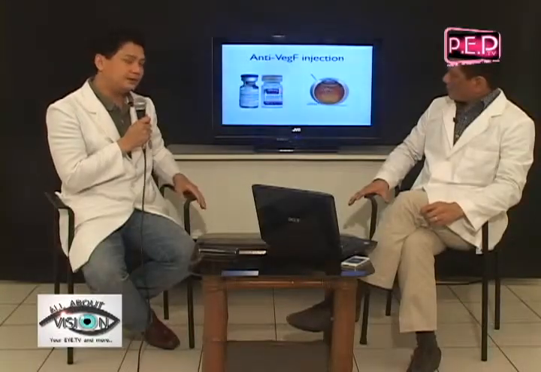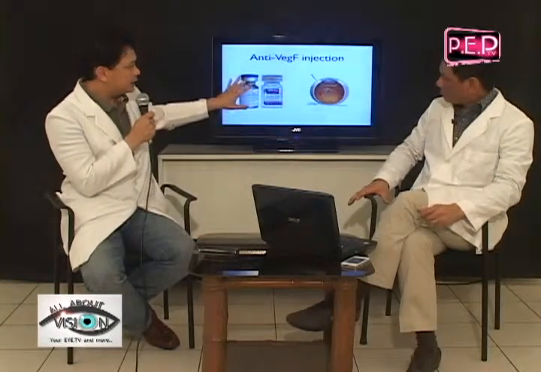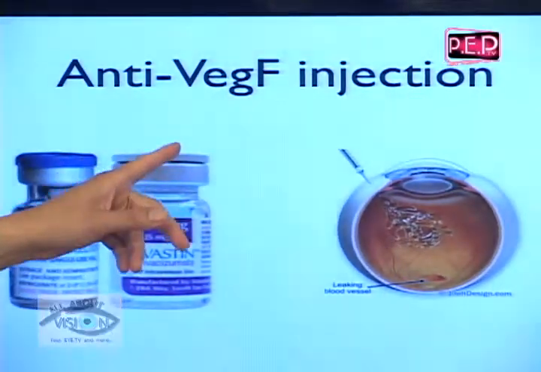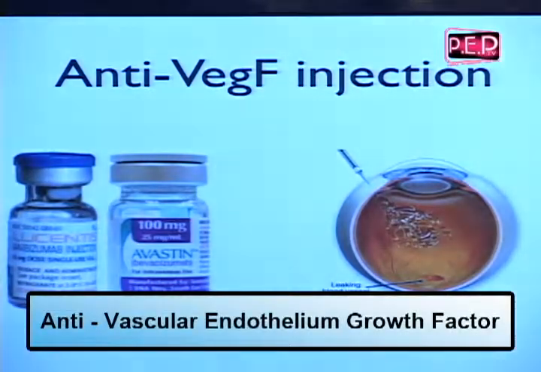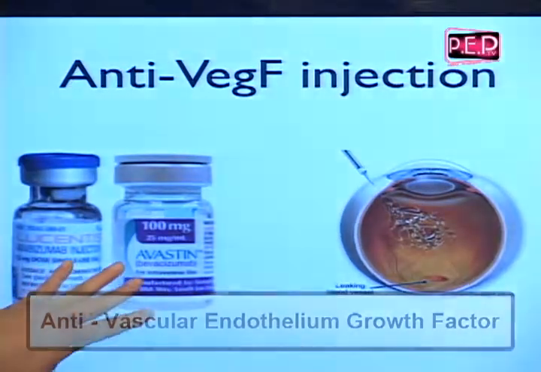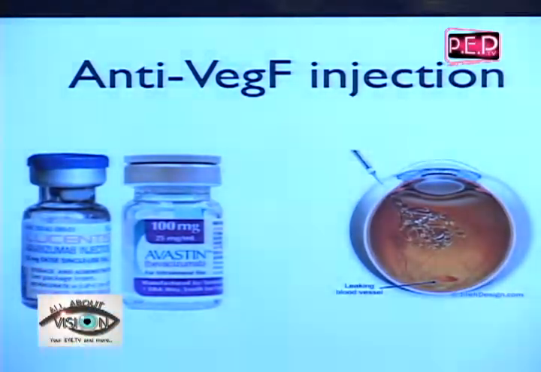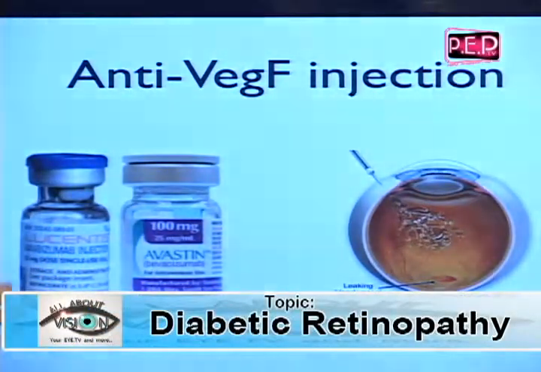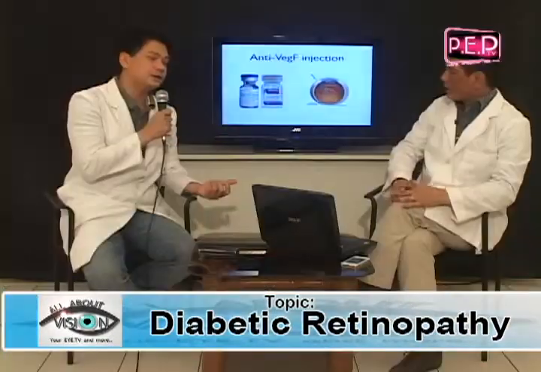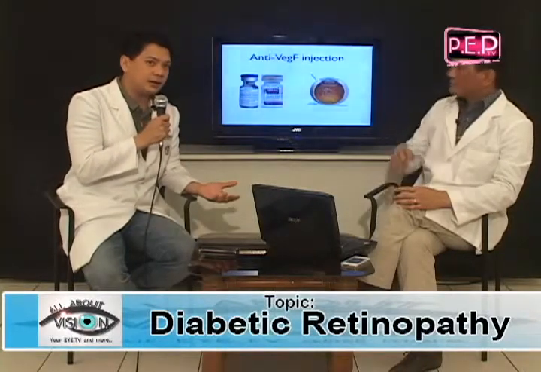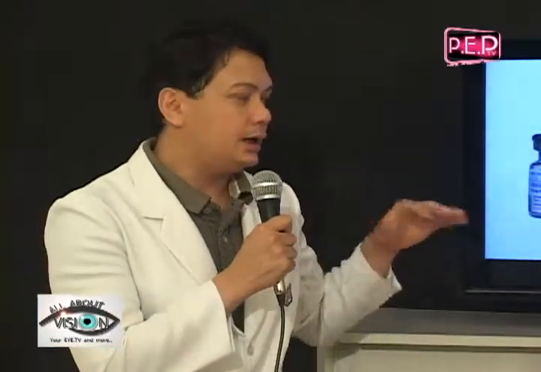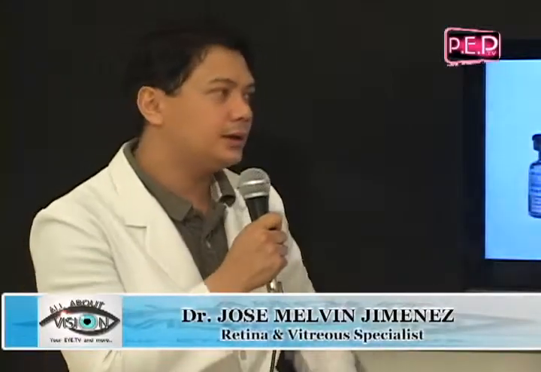The second treatment option that we have is injection of anti-VEGF. What is anti-VEGF? Vascular endothelial growth factor. There are many brands. These are one of the more popular brands that we inject inside the eye. We reserve injection for those with diabetic macular edema because studies have proven that it's very hard to treat macular edema with just laser alone. So this is an adjunctive treatment for that.